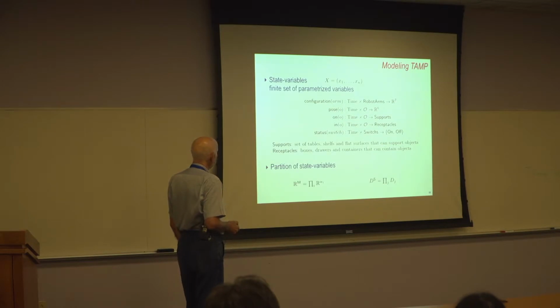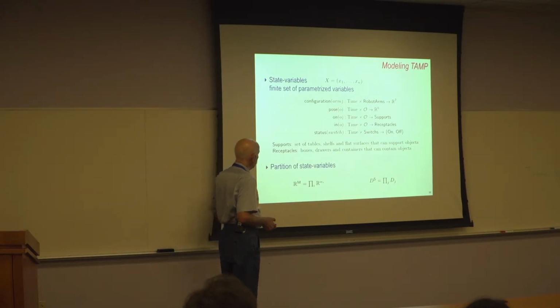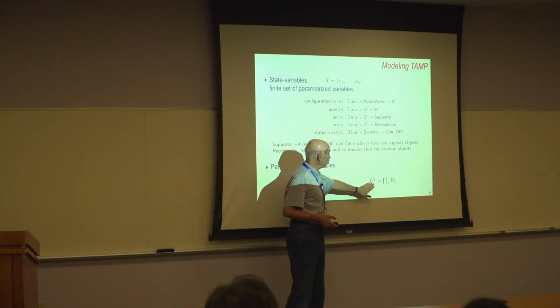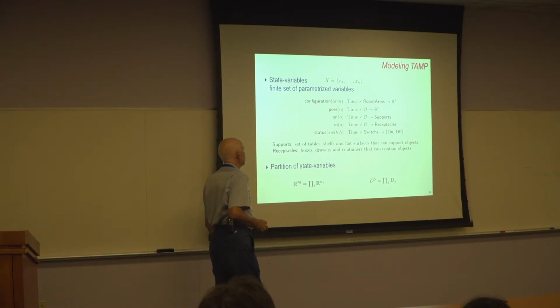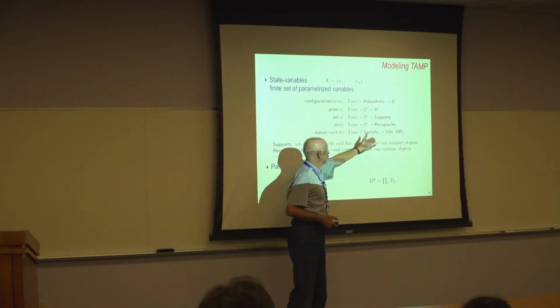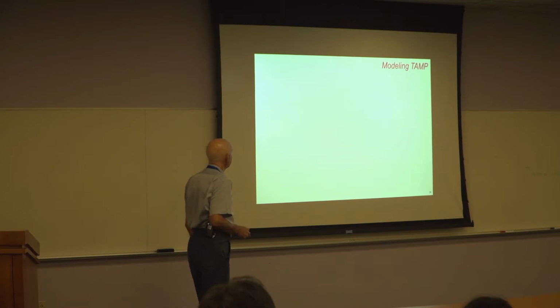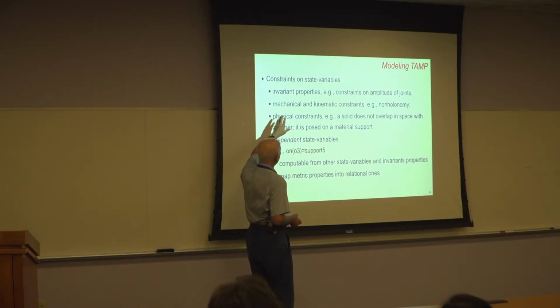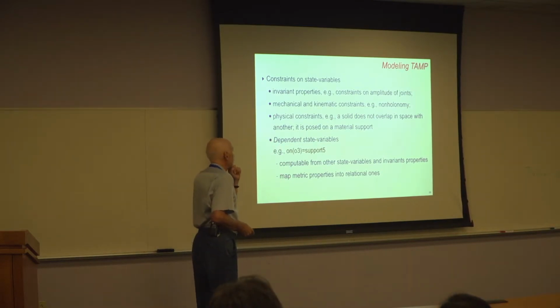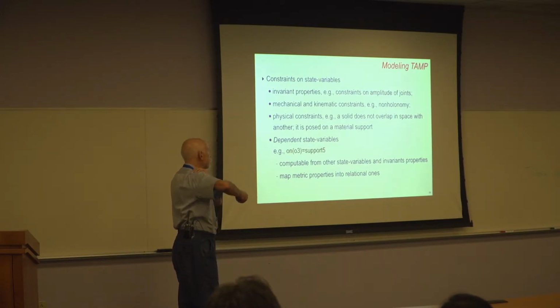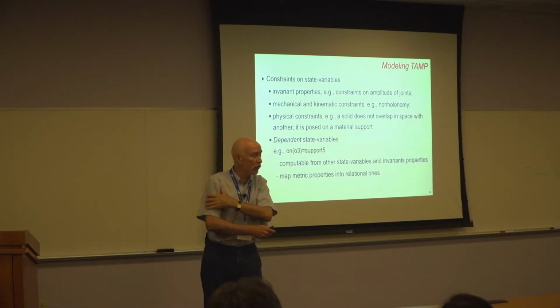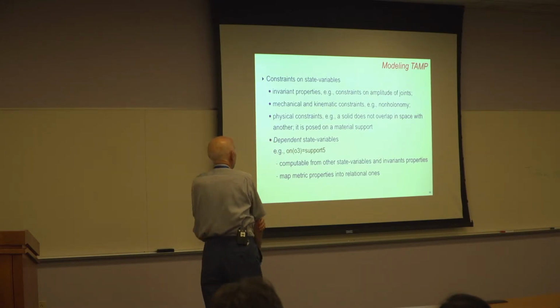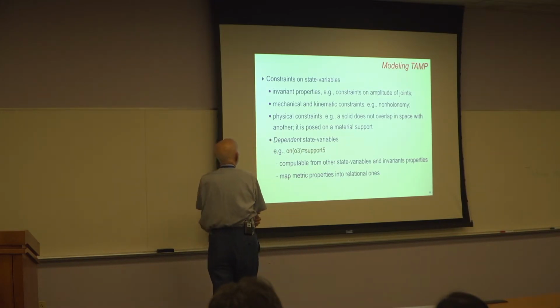So I'll partition my state variables into those that range over R and those that range over a discrete domain, the set of supports or the set of receptacles or some set such as on, off, or a switch. So this set of state variables will be constrained with respect to the environment properties of the world. For example, my degrees of freedom have limited amplitudes of the joints. I cannot move my ankle beyond some angle.